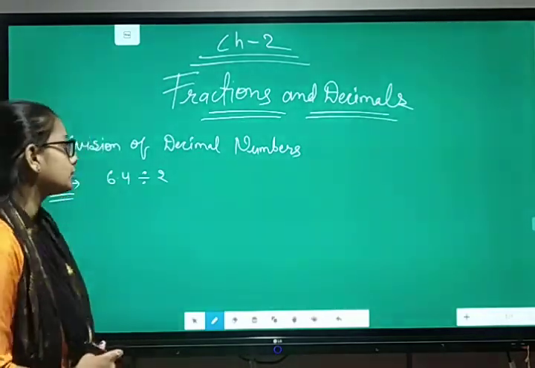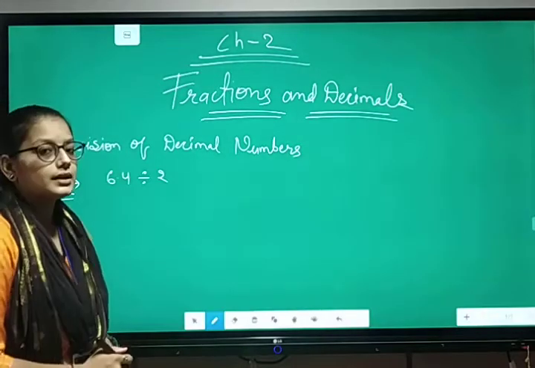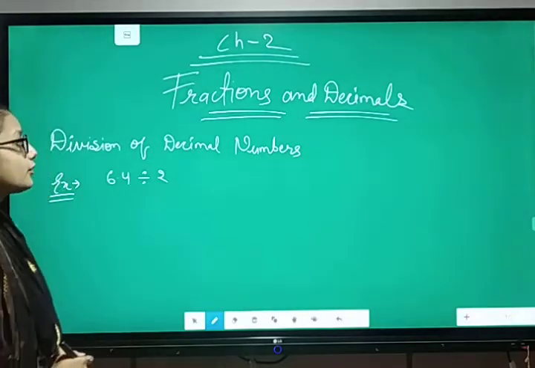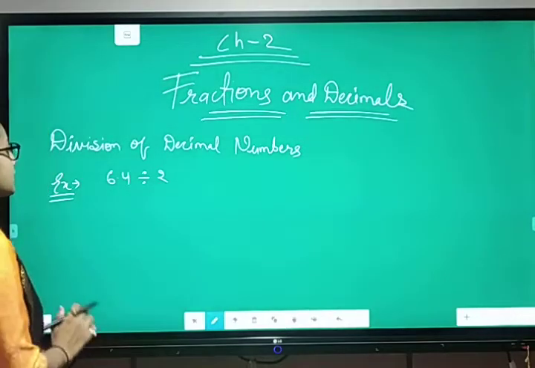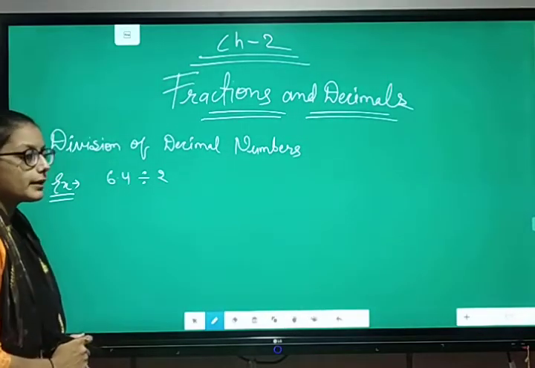In the previous class we learned about the multiplication of decimal numbers. Today we learn about the division of decimal numbers. First example is 6.4 divided by 2.